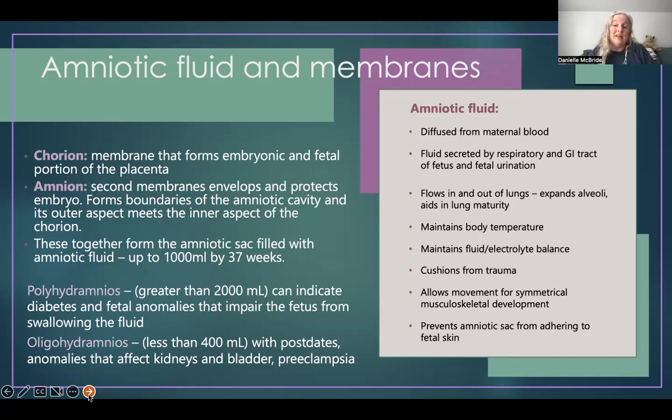If you have too little fluid, we call it oligohydramnios. This is less than 400 mLs. We often see this if she's past her due date, the fluid level can go down. Some anomalies affecting the kidney and the bladder can cause this because they're not able to pee properly. Also, we can see this with preeclampsia, which we'll learn about in a different week.